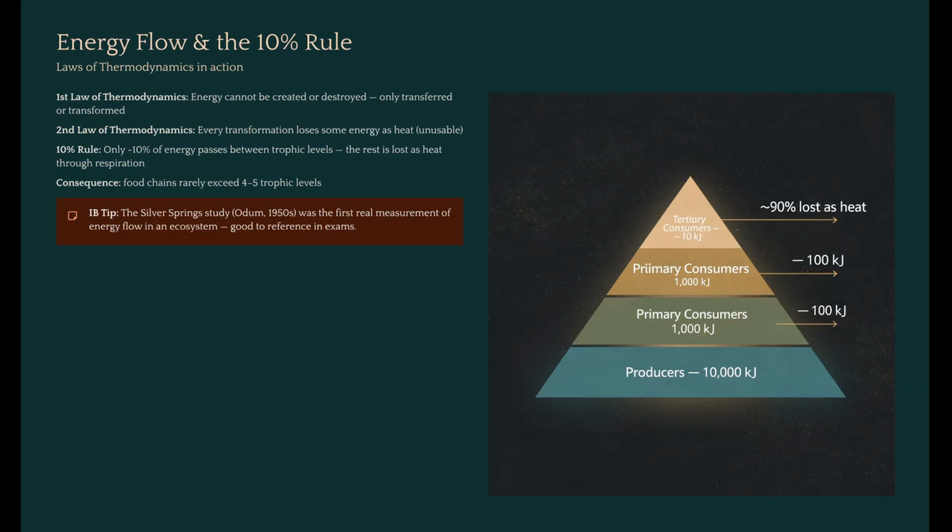2 laws of thermodynamics. First, energy can't be created or destroyed, only transformed. Second, every transformation loses energy as heat. This is why the 10% rule exists. Only 10% of energy passes from one trophic level to the next. So you get lots of plants, fewer herbivores, even fewer carnivores. Food chains max out at 4 or 5 levels because there's not enough energy to sustain more.